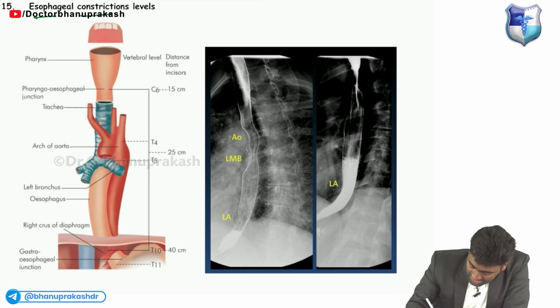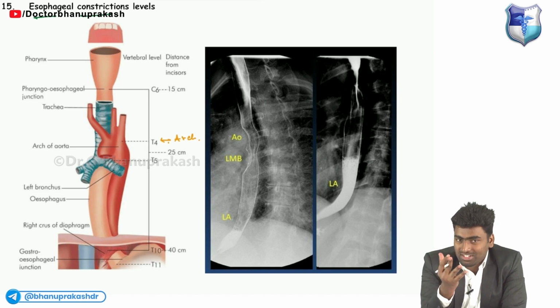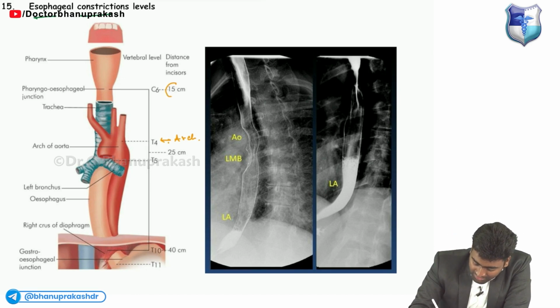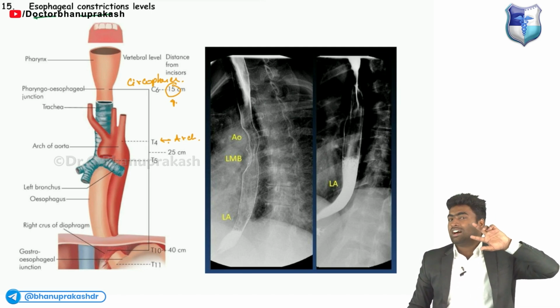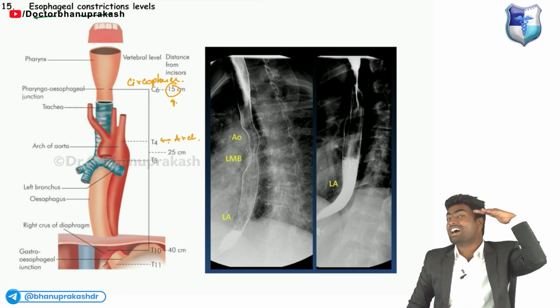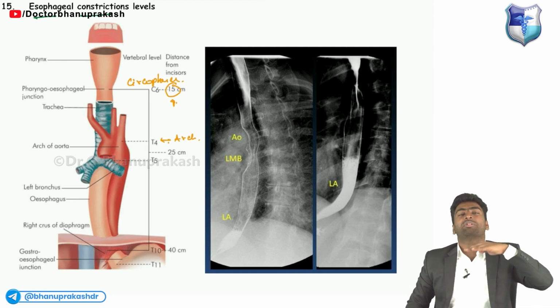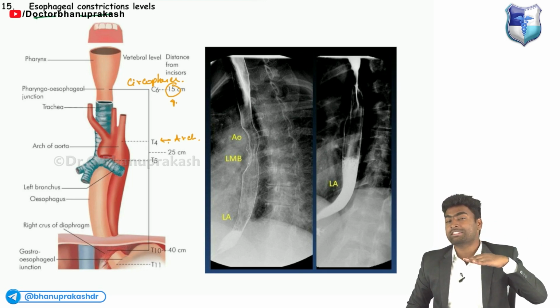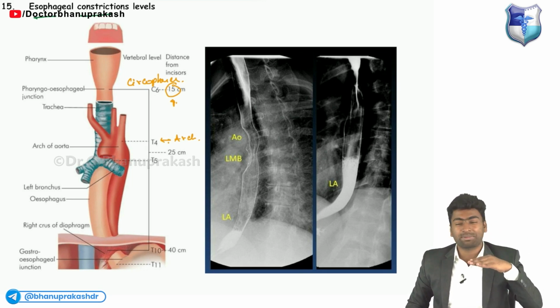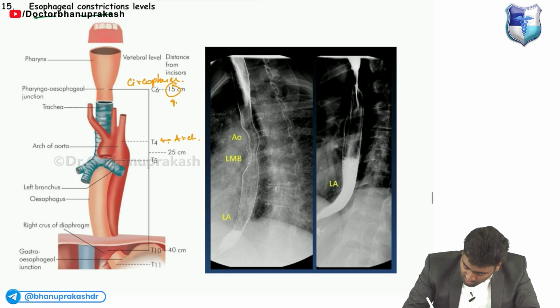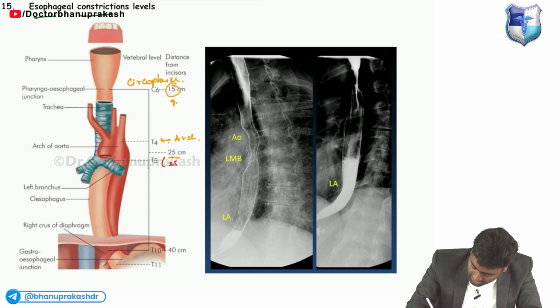If there is resistance at the level of 25, it is mainly because of the arch of aorta. The esophagus has different constrictions. The first constriction is at the level of 15 centimeter from the incisor teeth, because of the pharynx. Around the level of 25 centimeter, there will be 2 structures. The first is the arch of aorta, which is on the left side, and remember, there is also the left principal bronchus. The left main bronchus causes constriction around the level of 25, but sometimes we refer to it as 28 centimeter.